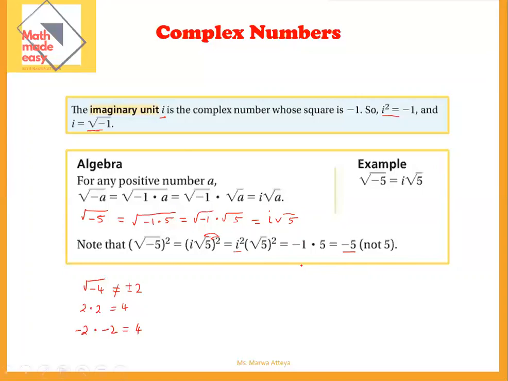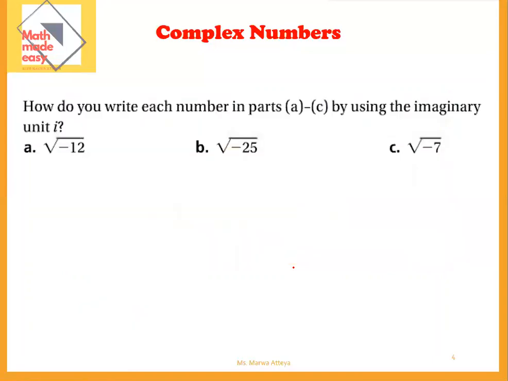So now that we understand where the imaginary unit i comes from, it is the square root of -1. So if I have any negative number under the radical, I'm going to break it into -1 multiplied by something. Let's look at what we have here. How do we write each number by using the imaginary unit i?